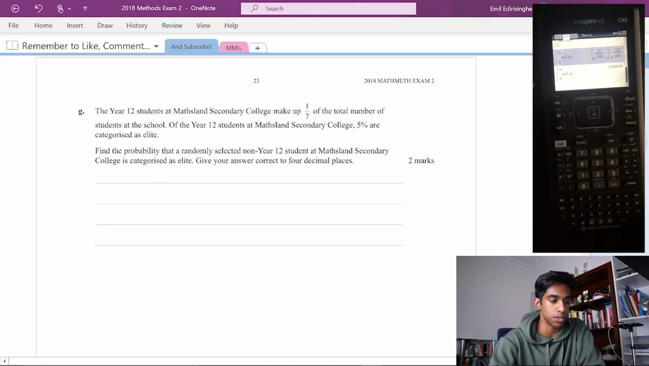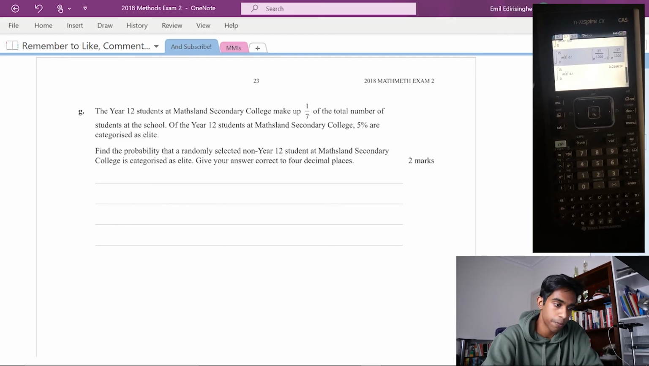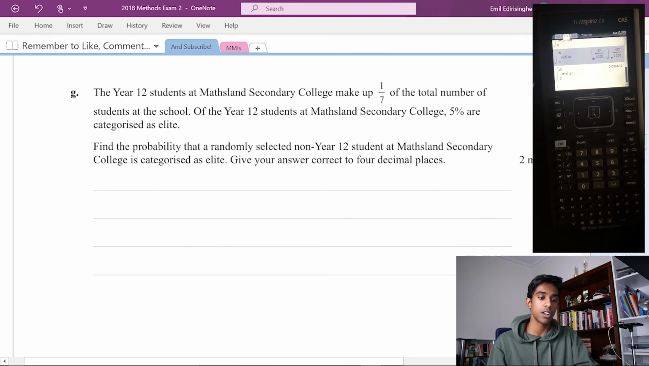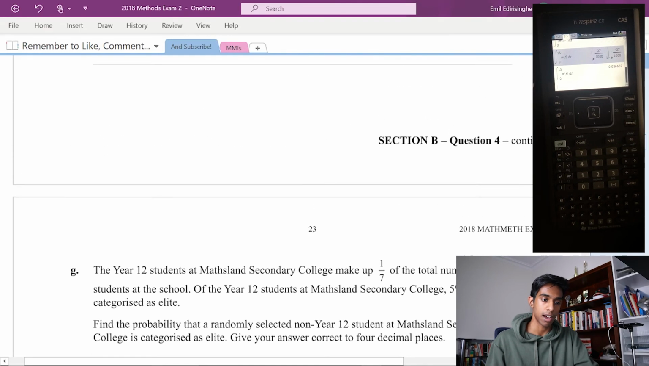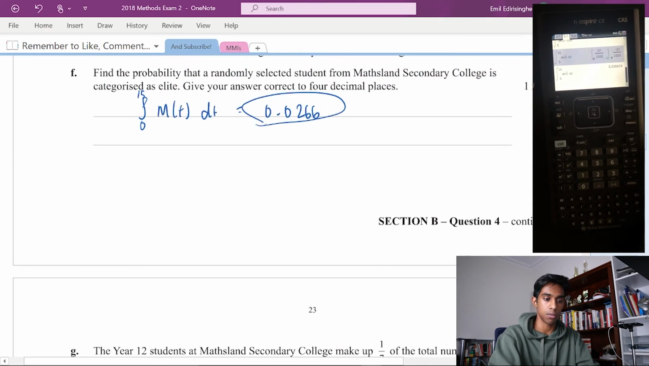Part G, the Year 12 students at Mathsland make up 1/7 of the total number of students. 5% are categorized as elite. Find the probability that a randomly selected non-Year 12 student is elite. Give your answer to 4 decimal places. Okay, so we know that the Year 12 students are 1/7, and therefore the rest must be 6/7. Elite students must make up 0.0266 of the whole school.